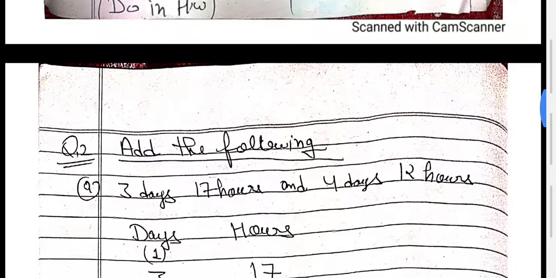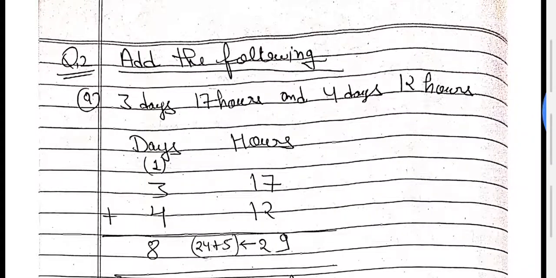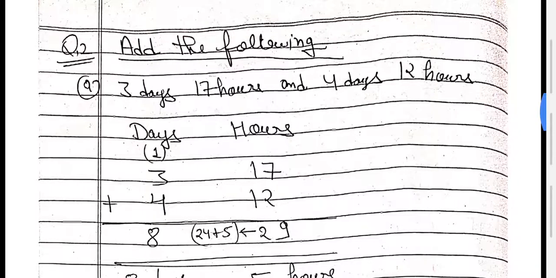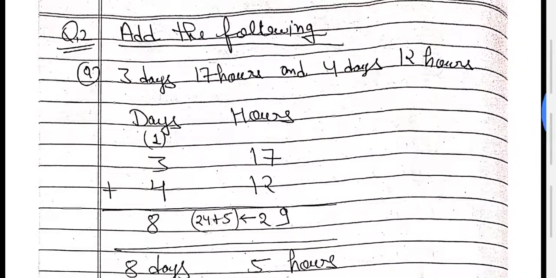Now come on question number 2. Add the following. 3 days 17 hour and 4 days 12 hour. So right here 3 days 17 hour and 4 days 12 hour. When you add, it becomes what? 29. 7 and 12, it becomes 29. Can you write 29 as 24 plus 5? So this 24 hour goes this side, then it becomes 1 day. So here remains only 5.